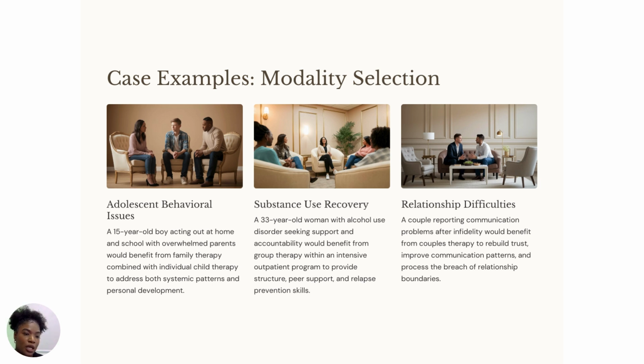Substance use recovery will be for an individual who is abusing alcohol and is seeking support and accountability. They will benefit from group therapy within an IOP program to help give them a peer support structure and relapse prevention skills. And if a couple is reporting communication problems after infidelity, they will benefit from couples therapy to help them rebuild trust, improve their communication, and process the breach of relationship boundaries.